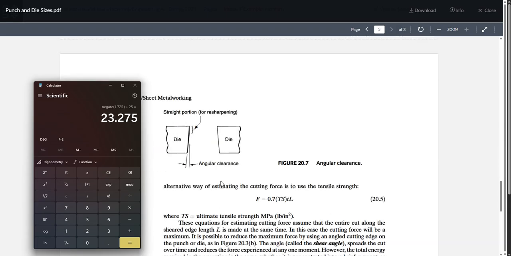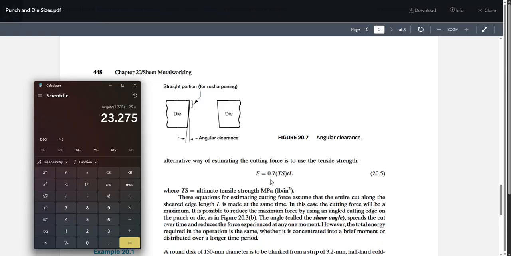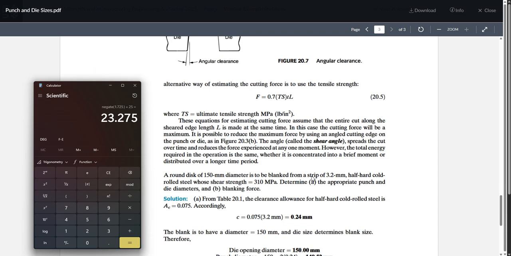Now, the equation can also be calculated an alternative way. To estimate the cutting force, use the tensile strength. It's going to be 0.75 multiplied by the tensile strength, or the ultimate tensile strength of the material, multiplied by the thickness, multiplied by the perimeter. Now let's have one example on that.